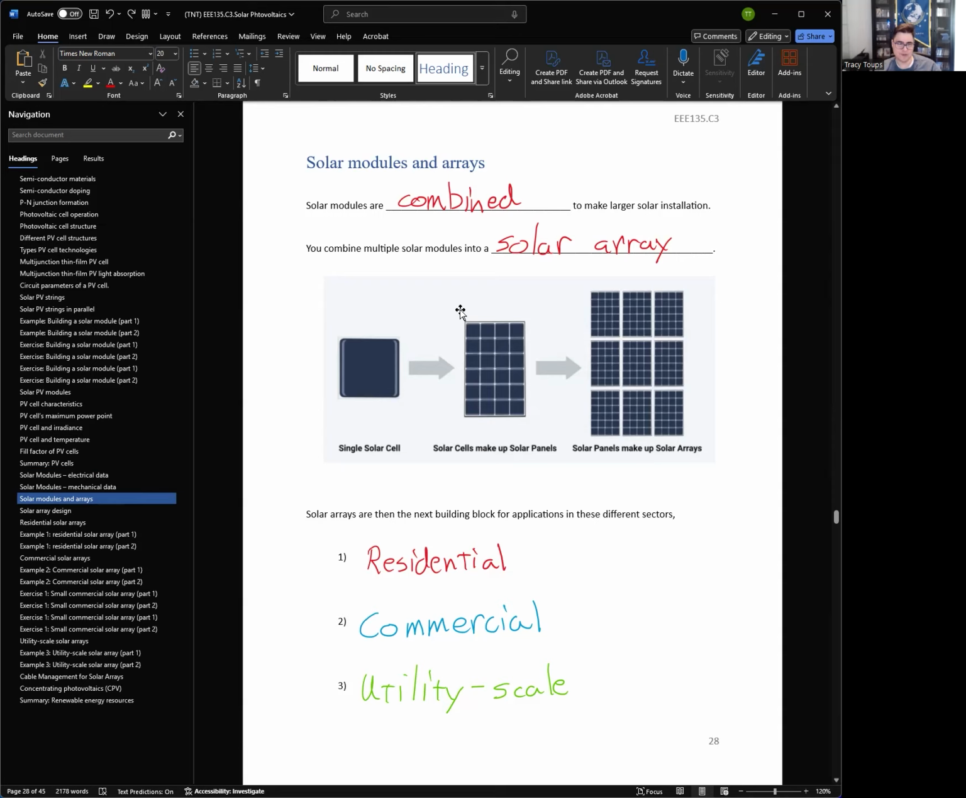So a single cell goes to a panel. This panel is what you buy, and then you can multiply it in series versus parallel to whatever size you want. But typically the solar panel is what you buy. You just buy 9 of them, and then you wire them up however you want, and that's your solar array. So an array is a combination of panels.